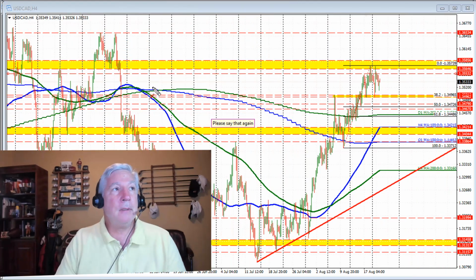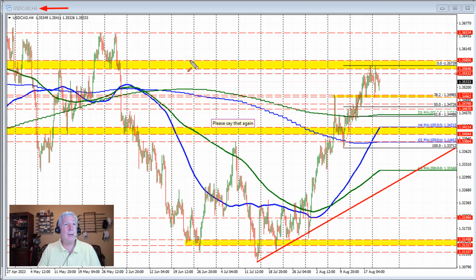I want to take a look at some of the commodity currencies. We'll start off with the dollar versus Canada, and then move into the Aussie versus US dollar, and then New Zealand versus US dollar. So let's take a look. The dollar versus Canada, I'm going to look at the 4-hour chart.